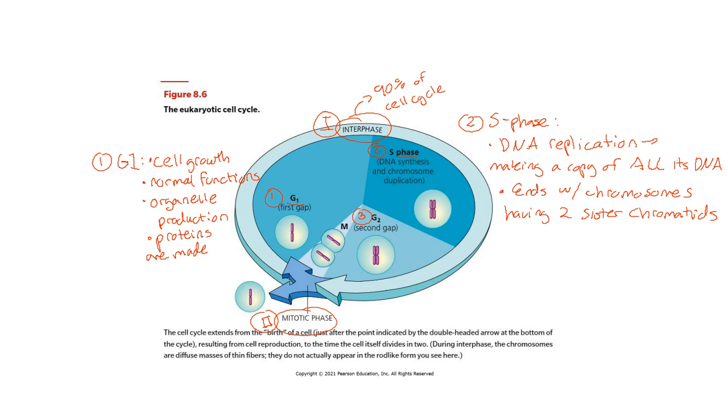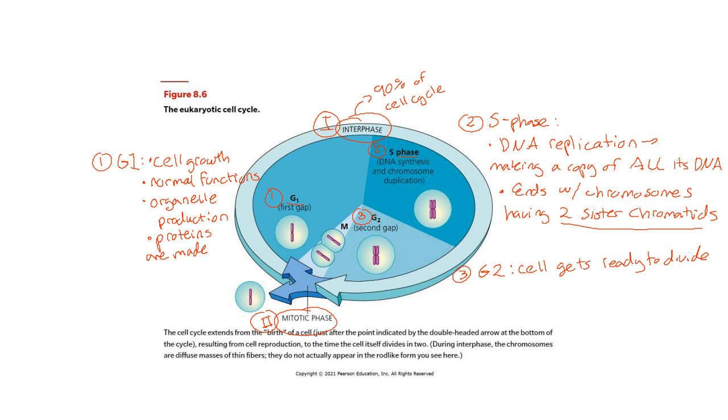All right. And then we go through the G2 phase. In G2, the cell is getting ready to divide. In other words, maybe some organelles need to be replaced or made so there's enough organelles for both daughter cells. All right, and then we have my mitotic phase.